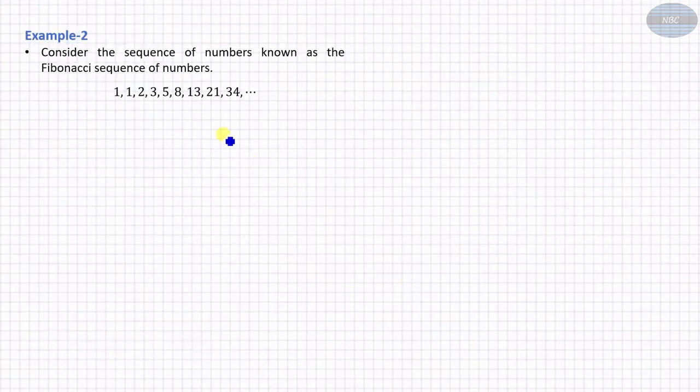Come to another example. Consider the sequence of numbers known as the Fibonacci sequence. It's a very famous sequence of numbers. Start with 1, 1, 2, 3, 5, 8, 13, 21, 34. The first number is a_0, this is a_1, a_2, and so on. When you carefully see this sequence, 2 is the sum of the previous two numbers, 1 plus 1 is 2. Similarly, 3 is the sum of the previous two numbers, 1 plus 2 is 3. Similarly, 5 is the sum of the previous two numbers, 2 plus 3 is 5, and so on.